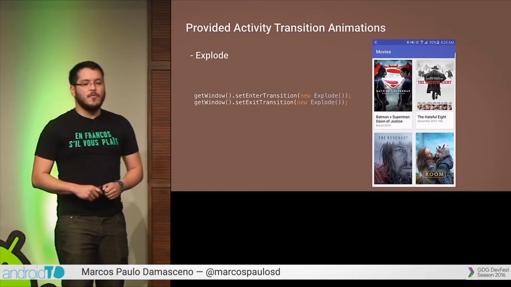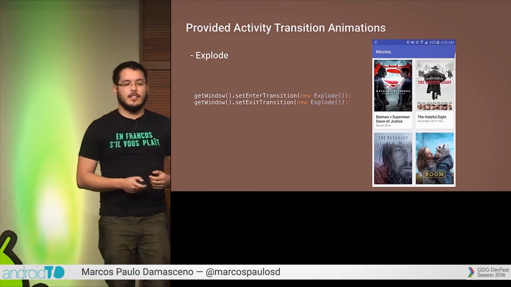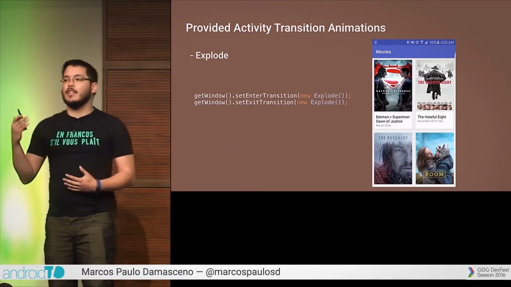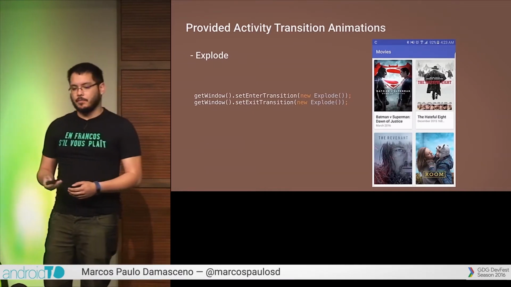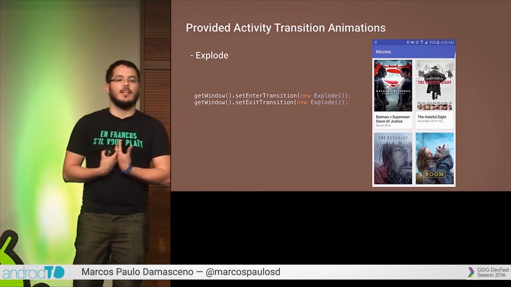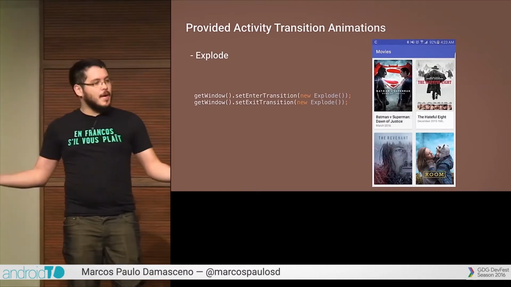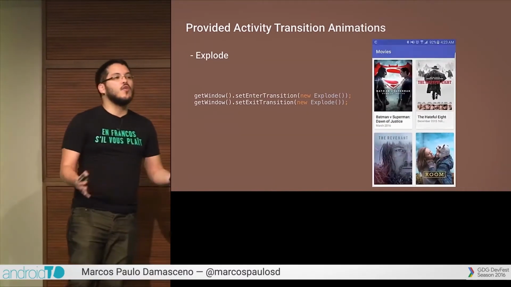So if we go to the basics, if I want to just have the basic animation, Android gives us some. Android gives us slide, explode, fade, and some others. If on my activity I just say set enter transition to explode, automatically, with just those 2 lines, I can have this animation. It's cool, right?